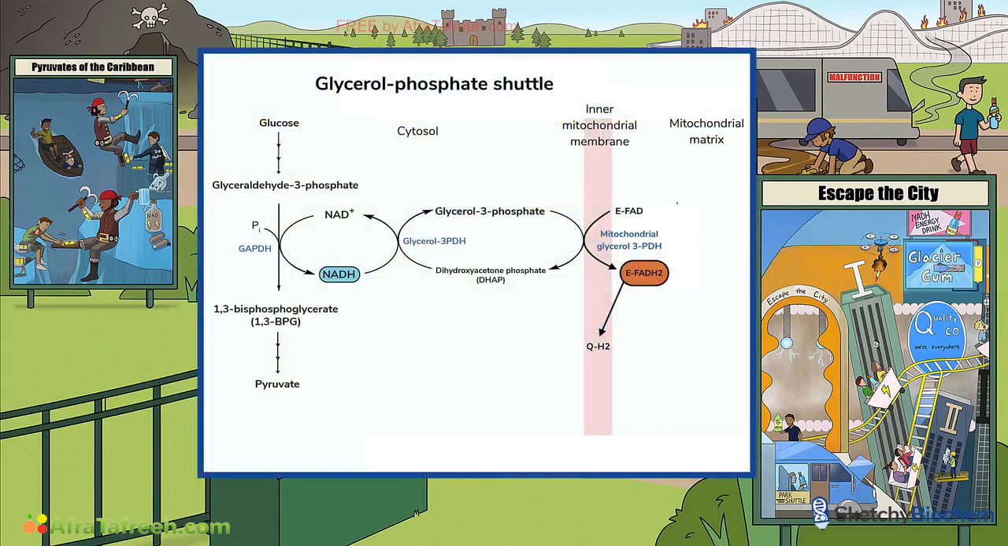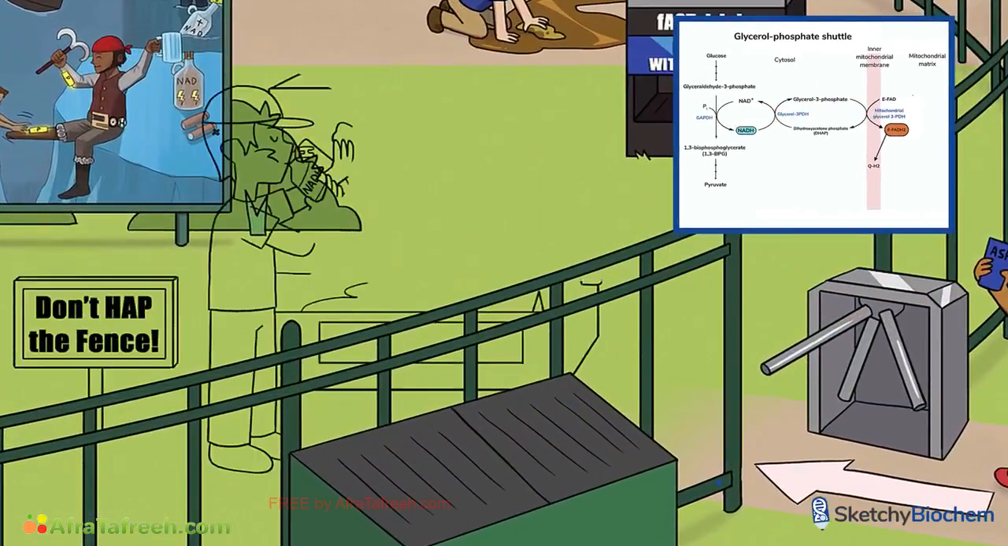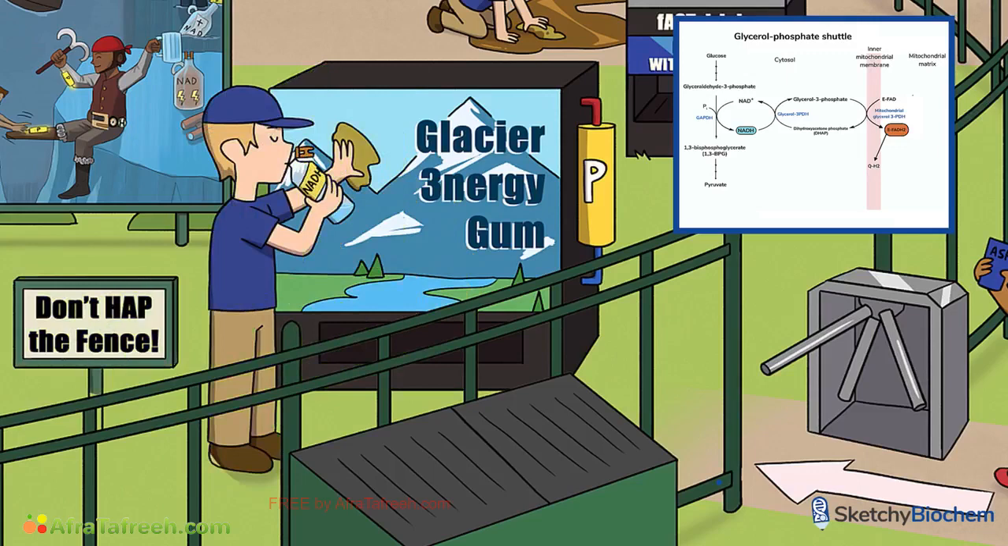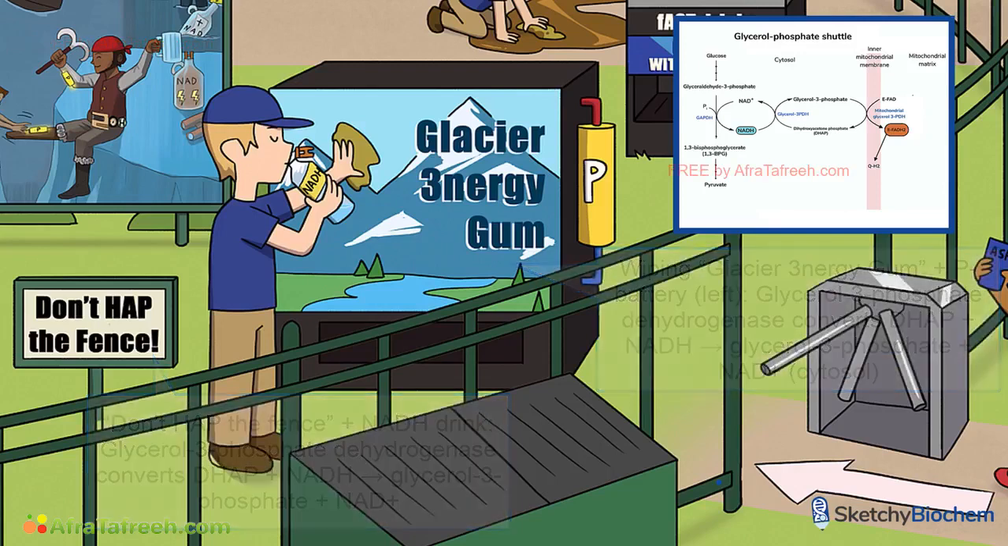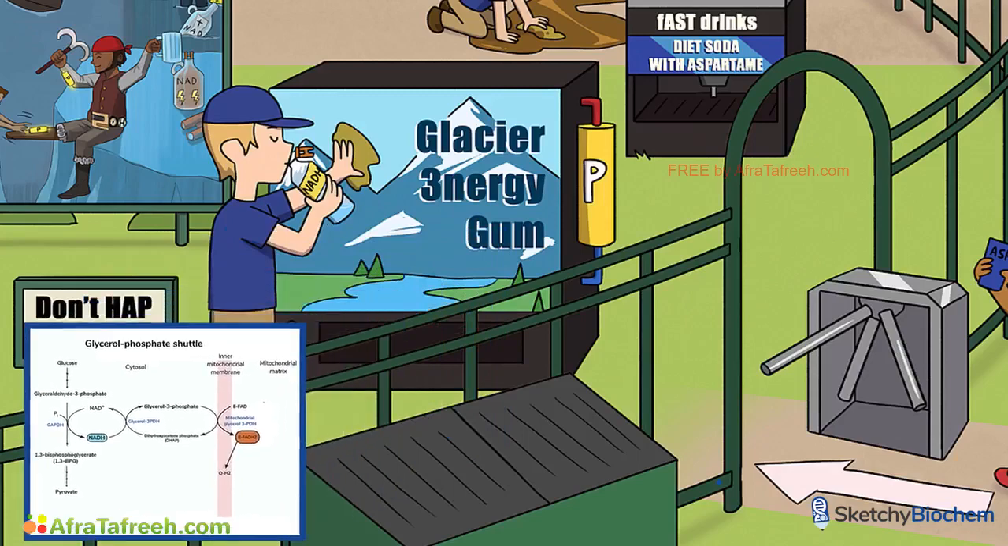We have a second shuttle that helps transport electrons from NADH into the mitochondria for use in the ETC, and that's the glycerol phosphate shuttle. We'll start once again in the cytosol with NADH from glycolysis. Glycerol 3-phosphate dehydrogenase uses that NADH to turn DHAP, an intermediate of glycolysis, to glycerol 3-phosphate. Once again, in this step, we also regenerate NAD+ for use in glycolysis.